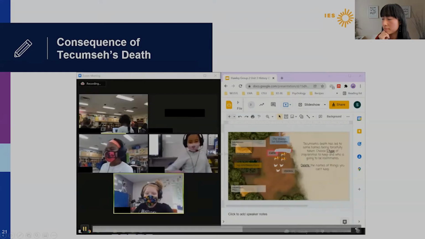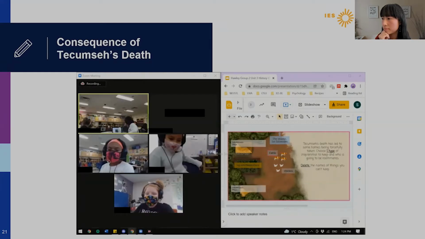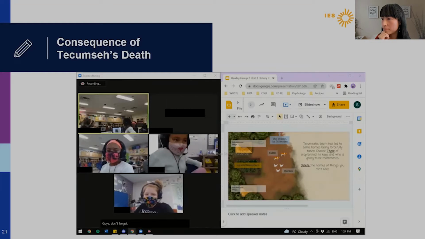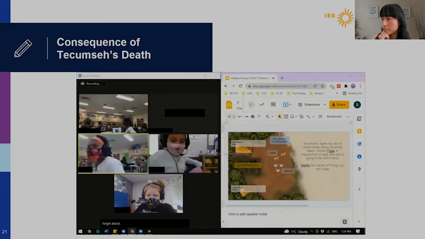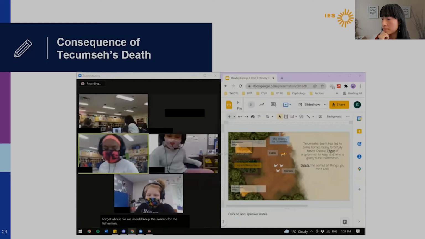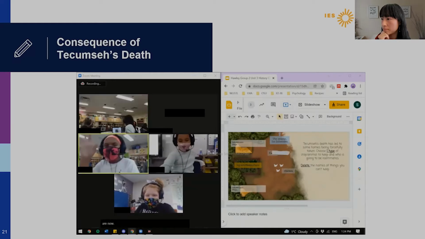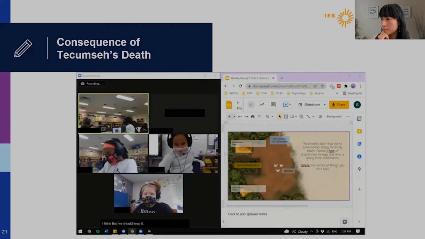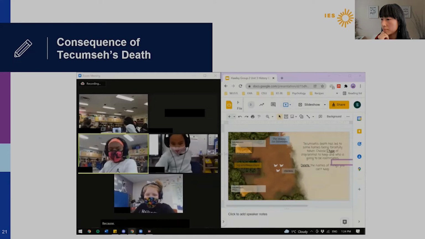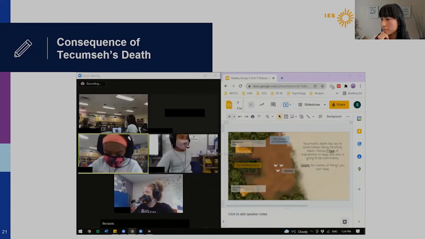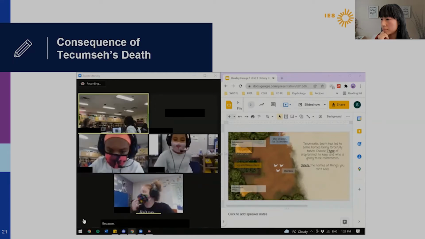Don't forget fish is in there, guys. Don't forget the fish. If you don't need any land for fish, forget about it. So we should keep the swamp for the fishermen. Should we keep it or no? So between the fish, I think that we should keep it. We could also do fish. We could add some fish instead too.